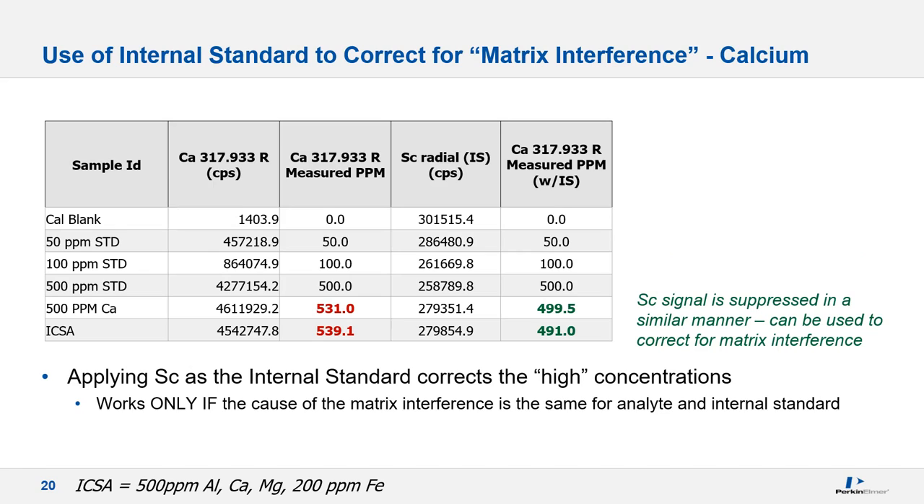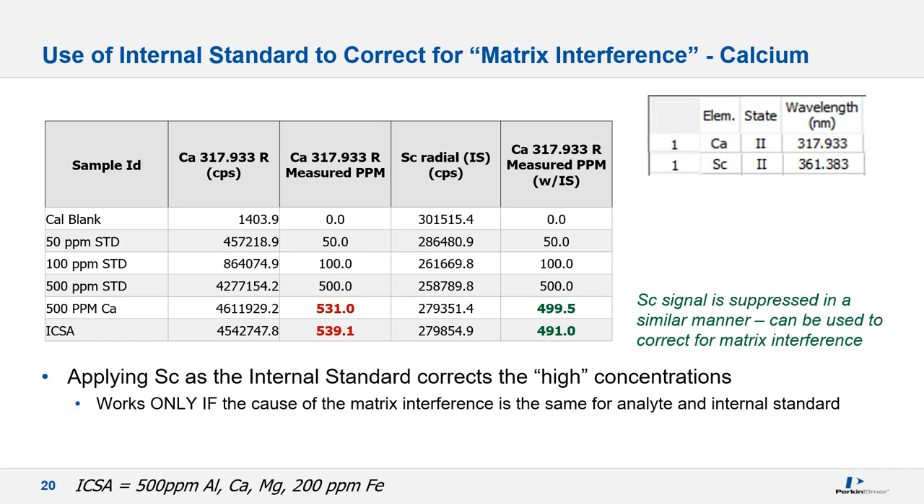In this slide, we see the results using scandium as the internal standard for calcium during the calibration and for the two samples. Note that the green calculated concentration values are much closer to the 500 ppm values that I expected, or what I prepared them to be, with the internal standard applied. Just a note, in the upper right-hand corner, I have pulled the lines from the wavelength table built into the Syngistic software, showing that calcium and scandium are both ion lines. This is indicated by the Roman numeral 2 in the state column. A value of 1 here would indicate an atom line. So this is great. I just need to use scandium as my internal standard and all is well.